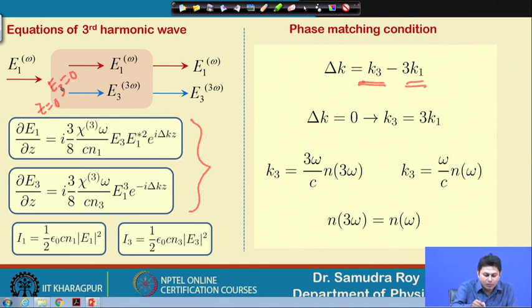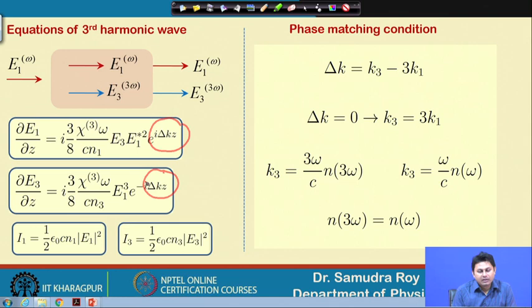Now, let me go back to the phase matching equation. If you look carefully at these two coupled equations, you can see that there is a term sitting in the phase, and this is a usual term that we always have in this kind of equation. In the second harmonic generation process we also get this kind of term, and for the third harmonic wave this term is there.